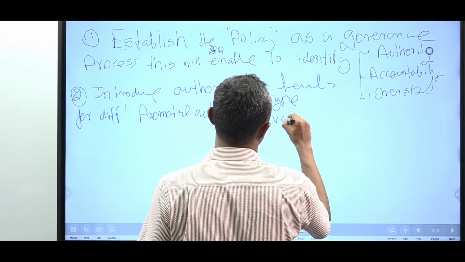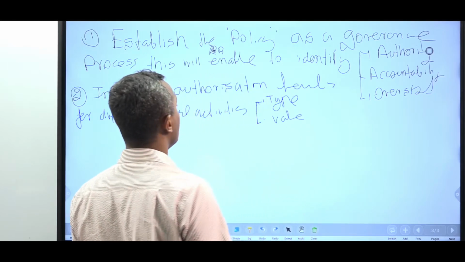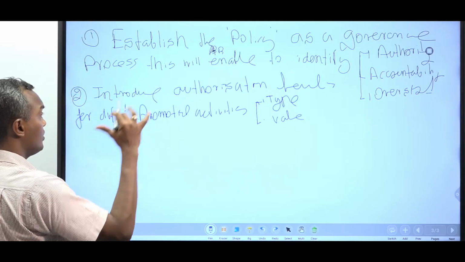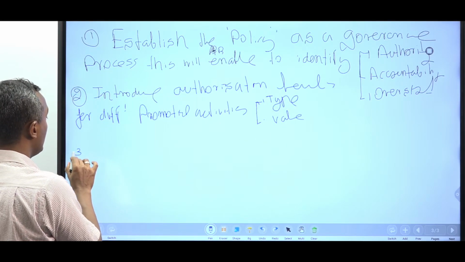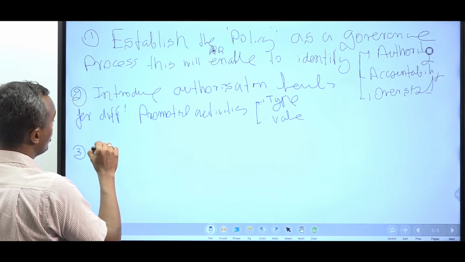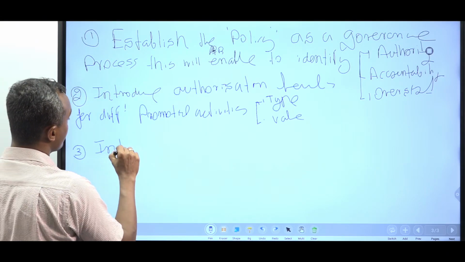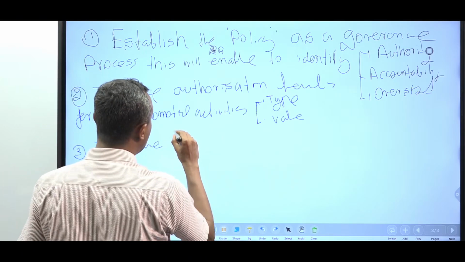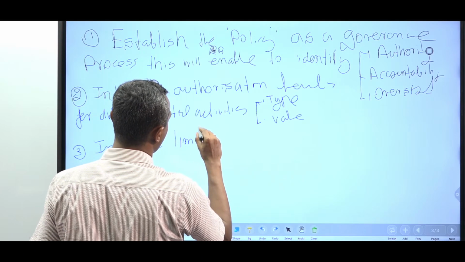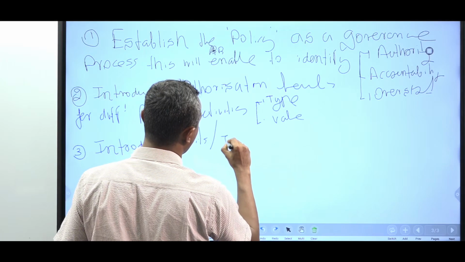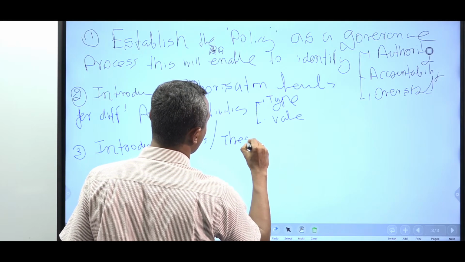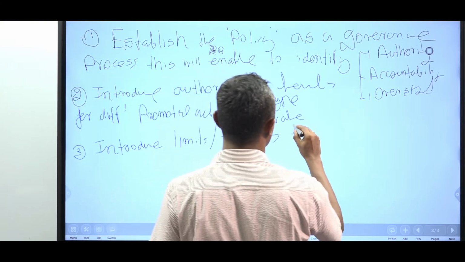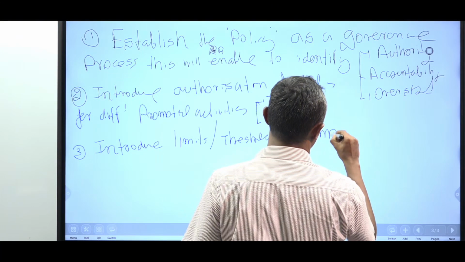The value, the nature, the value, all of that. Now, once those are established, under each of these authorization levels, you need to introduce limits. Maximum limit is this, or another word, thresholds, right, for monitoring purposes.